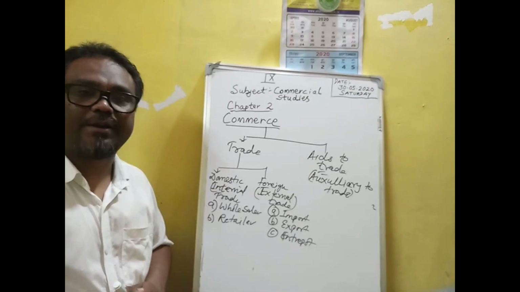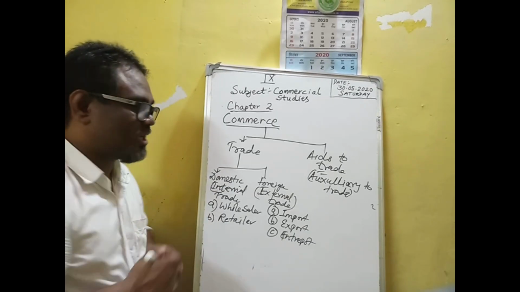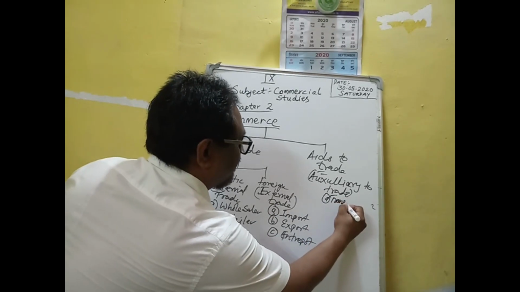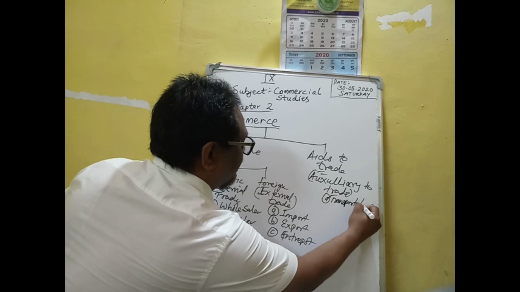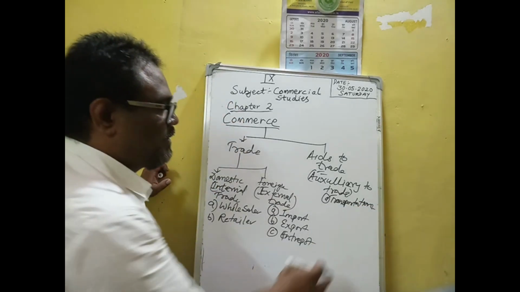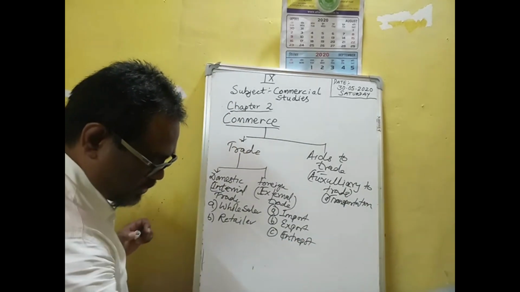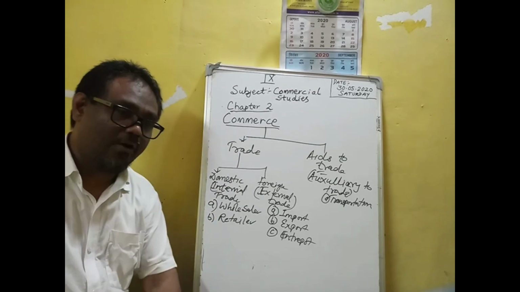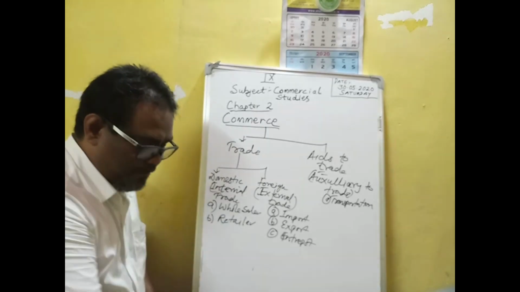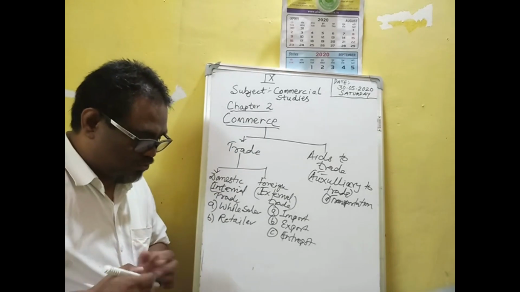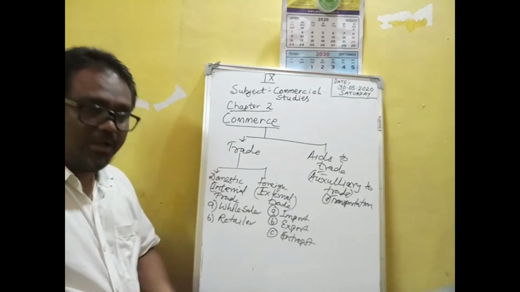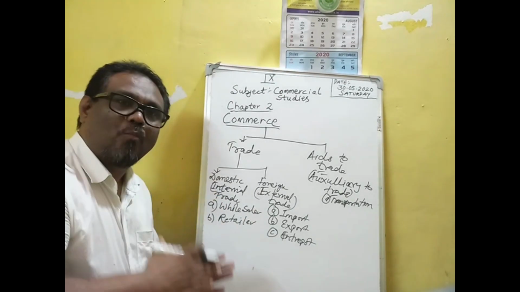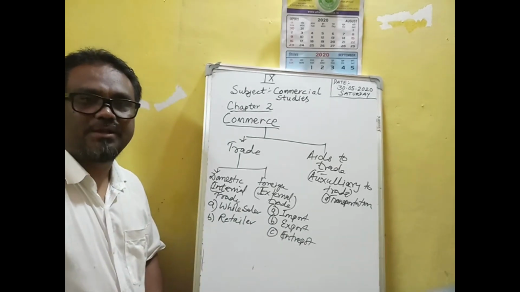These aids to trade are transportation. Transportation refers to conveying goods and services from one place to another place. So it facilitates trade to take the goods from one place to another place. So this is known as transportation.